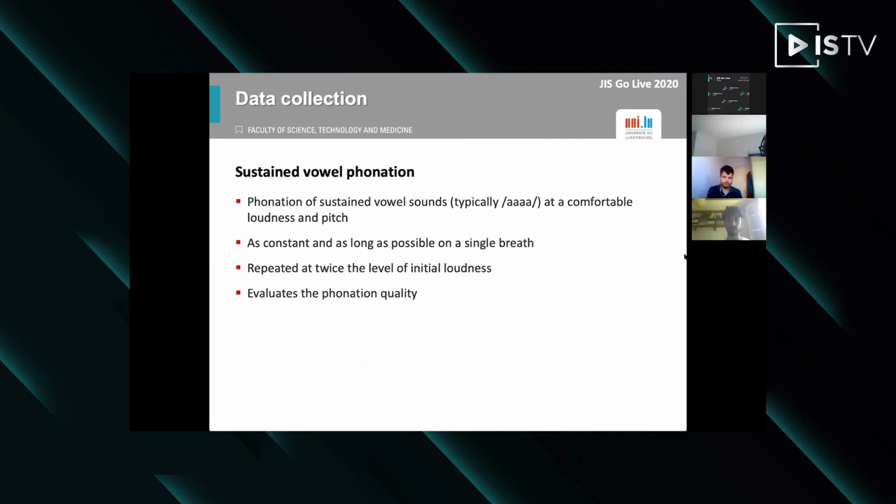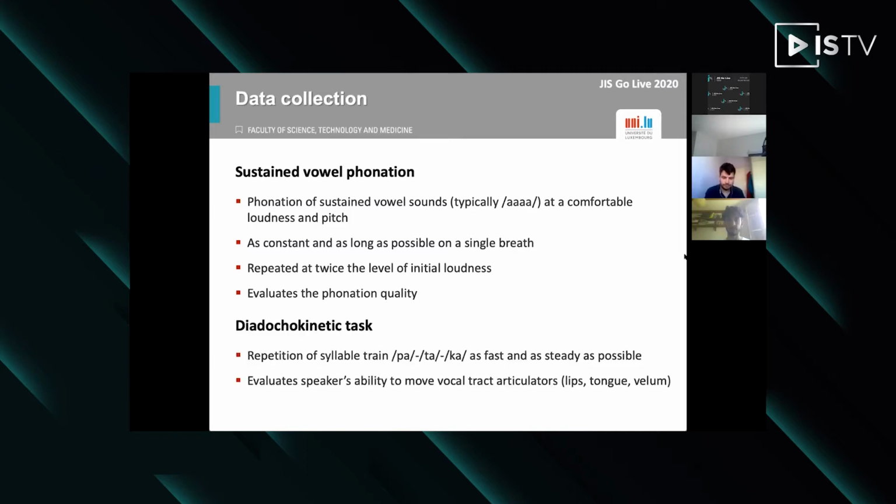Sustained vowel phonation assumes recording of the phonation of a sustained vowel. Typically, this is a vowel at a comfortable loudness in speech. Sometimes you can also record some other vowels in order to account for different positions of the vocal articulators during the production of different vowels. The phonation should be as constant as possible and as long as possible on a single breath, and sometimes it is also repeated at twice the level of the initial loudness. This task is usually used to evaluate the phonation quality.